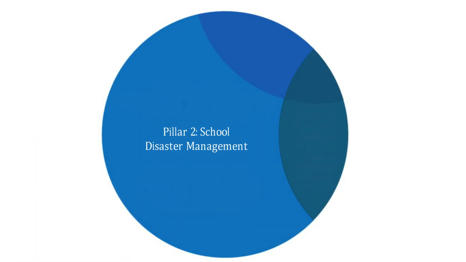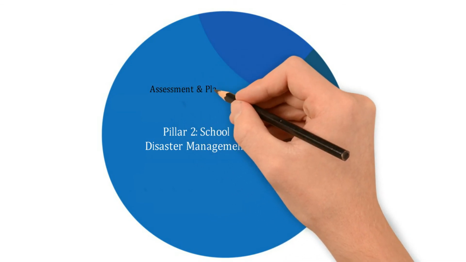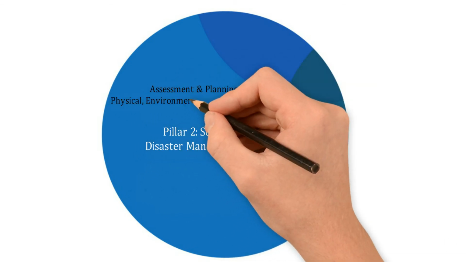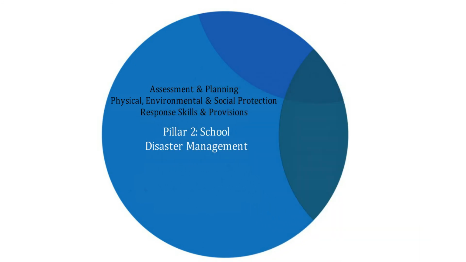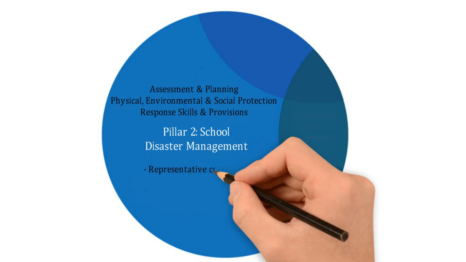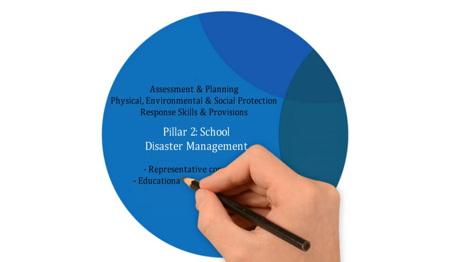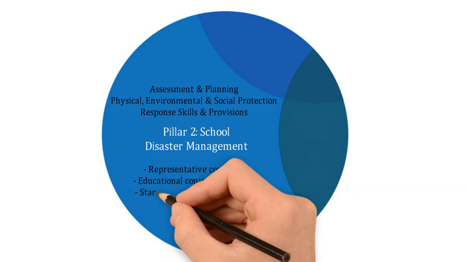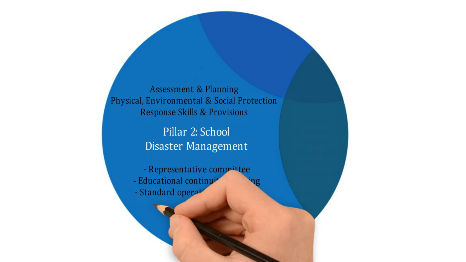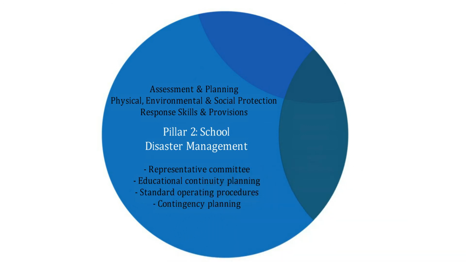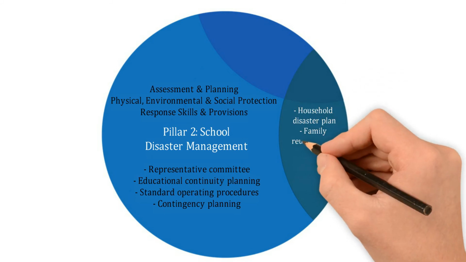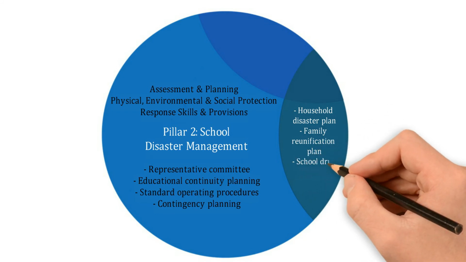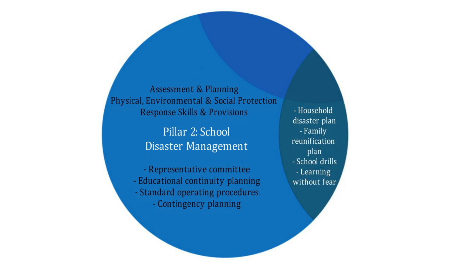The key areas of responsibility for Pillar 2 are assessment and planning, physical, environmental, and social protection, response skills and provisions, representative participatory school disaster management linked to school-based management, educational continuity planning, standard operating procedures, and contingency planning. In the shared area sitting between Pillars 2 and 3 are household disaster plan, family reunification plan, school drills, and learning without fear.